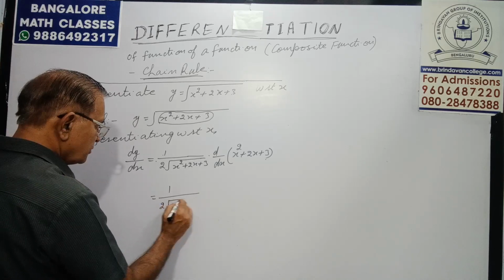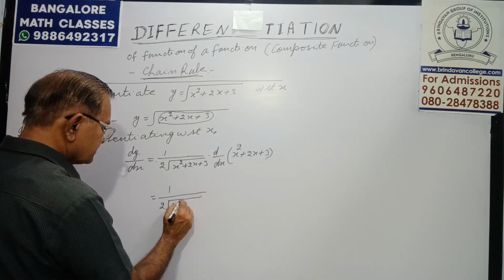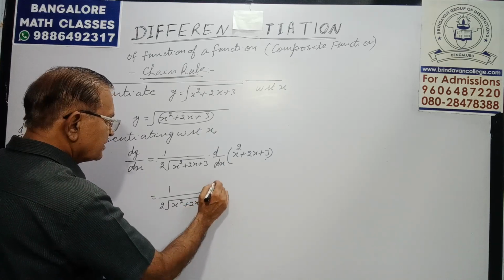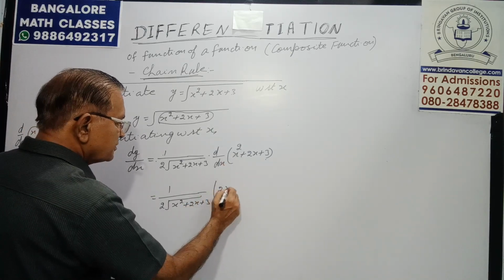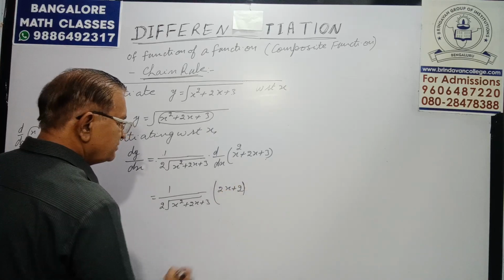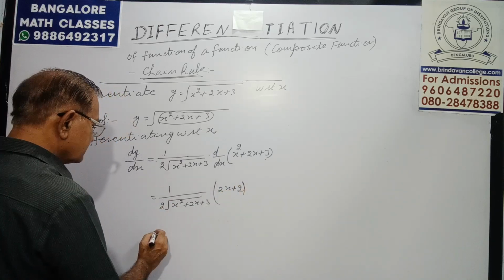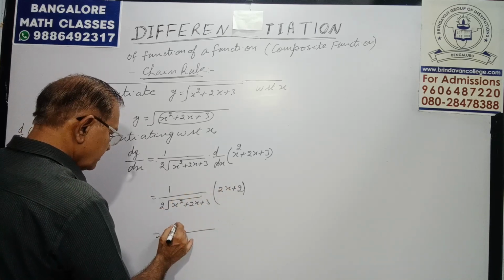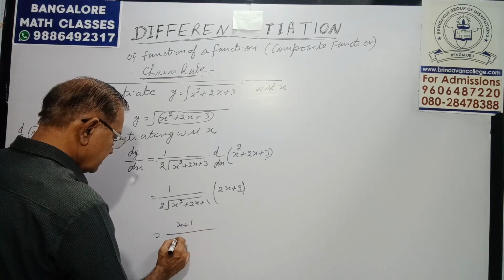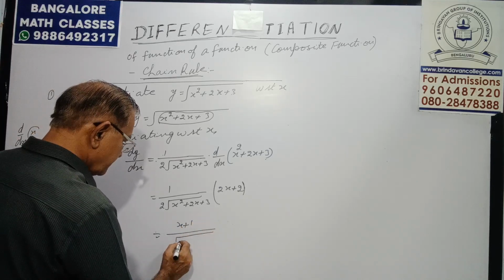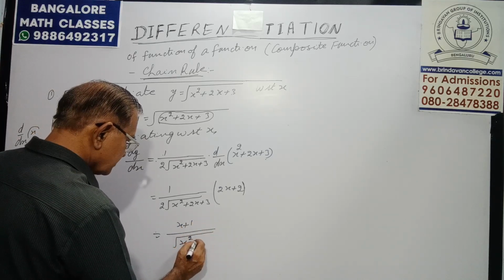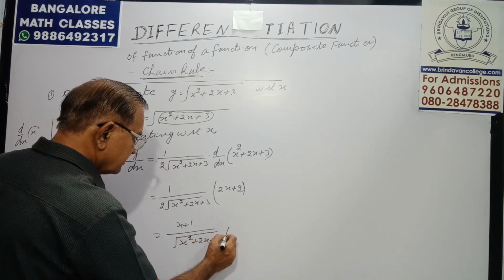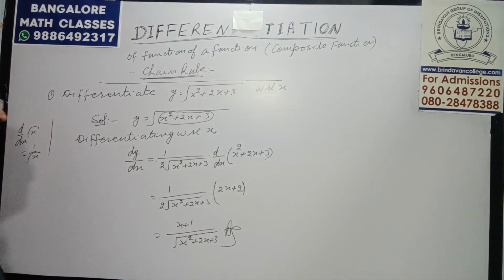1 by 2 root of x square plus 2x plus 3, times its d dx: 2x plus 2, and for 3 it will be 0. Take out 2 common and cancel it. So by taking 2 common and cancelling, we get x plus 1 over root of x square plus 2x plus 3. So like that you can do it.